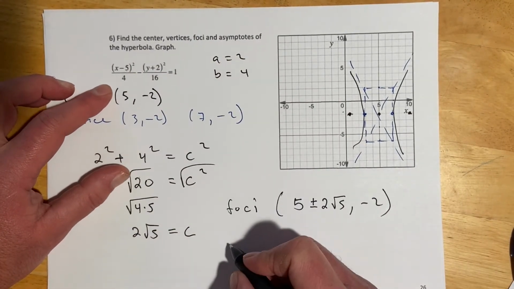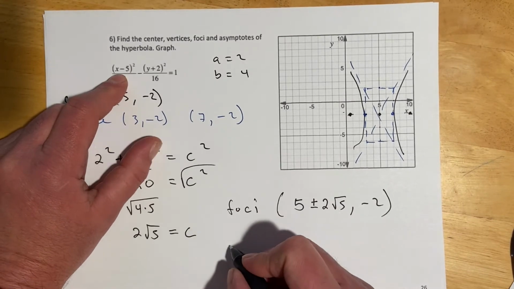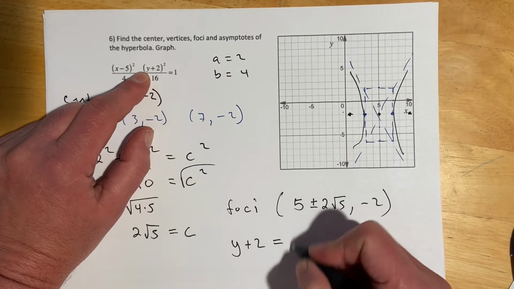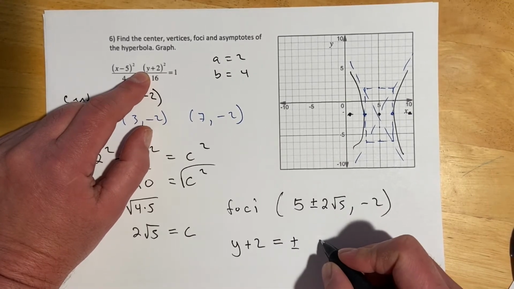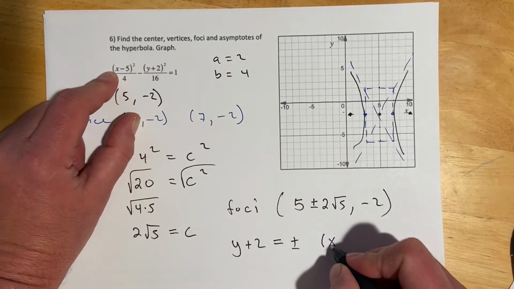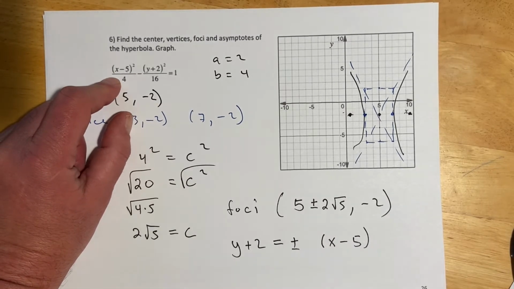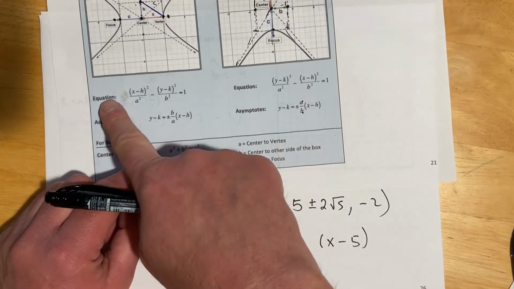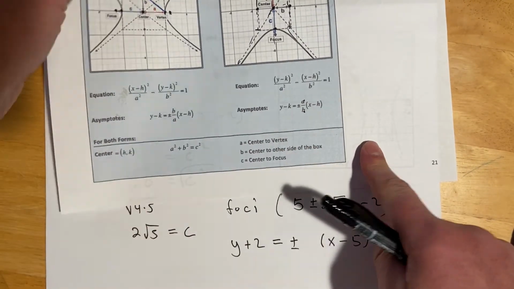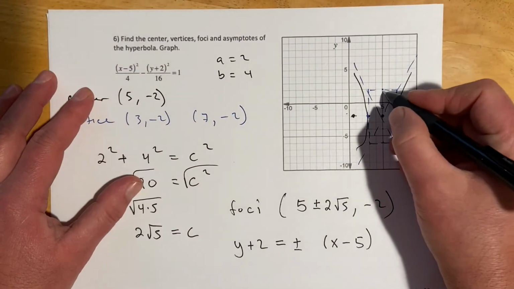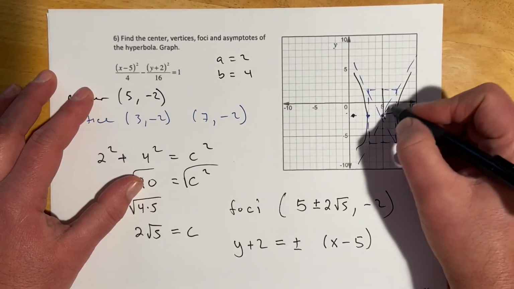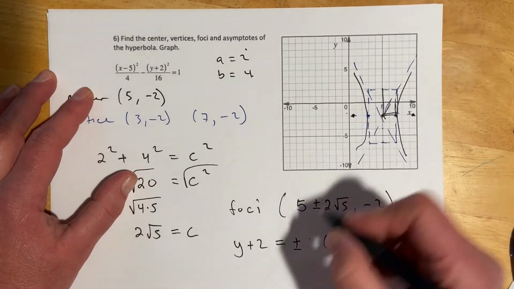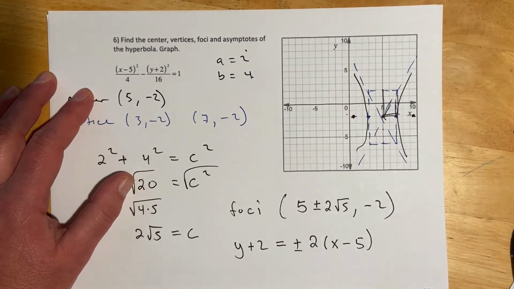And oops, I almost forgot the asymptotes. So for the asymptotes, I always just go right back here to my equation and copy it down so I don't get stuff wrong. So y plus 2 equals, I'll grab the slope in a second, plus or minus something, and then x minus 5. And for this one, you can just look at the formula. So when it's x leading, it's going to be b over a. But you can also just look right here on your graph, and there's our slope. So it's 4 over 2, which is b over a. And 4 over 2 would be 2.